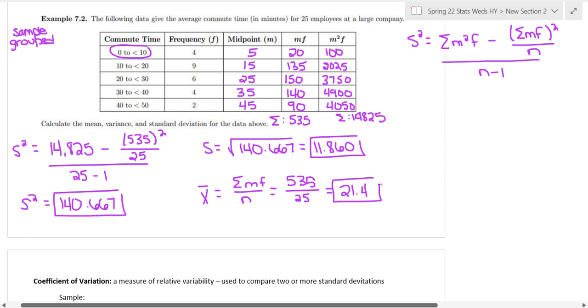So if we wanted to say something about this one, at a large company, the average commute time is 21.4 minutes with a standard deviation of 11.860 minutes. Still, that's pretty big. Standard deviation, again, 25 may seem like a lot when you're doing the calculations, but it's not.